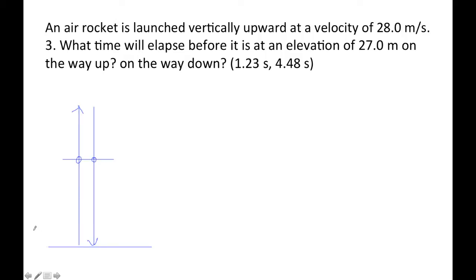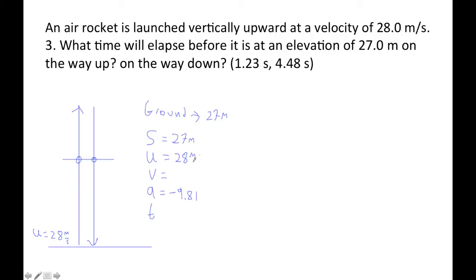Now, the straight-up way to do this is, don't be afraid of the quadratic equation, okay? So what we do is we want to SUVAT this. We're going from the ground to 27 meters. If we SUVAT that, we know the initial velocity is 28 meters per second. We know the final, well, we don't know it. The acceleration is negative 9.81. And then we want to make this be 27 meters.